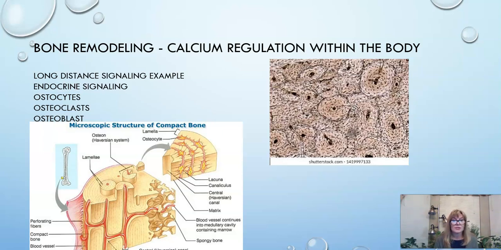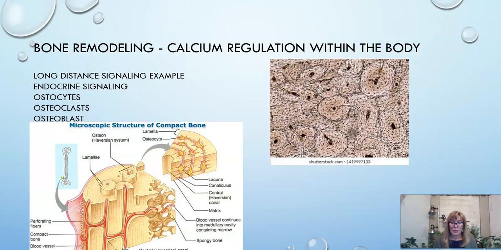So let's go through a scenario. When calcium levels drop, PTH is released by the parathyroid gland. PTH is parathyroid hormone. Osteoclasts, and you see the word osteoclasts there, they're going to have the ability to collapse or break down the bone matrix, so that the calcium can be released into the bloodstream.